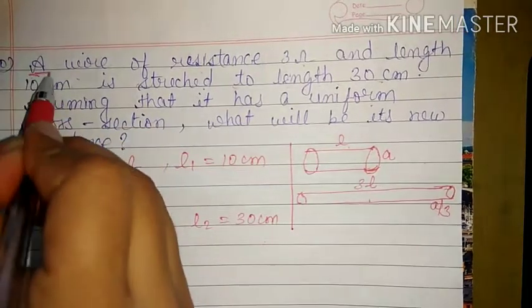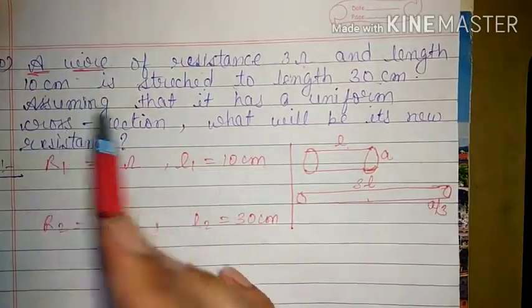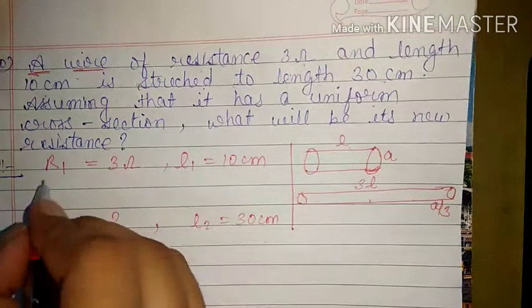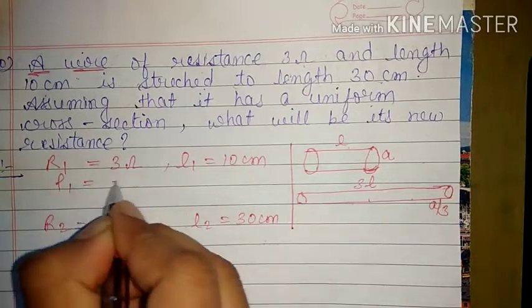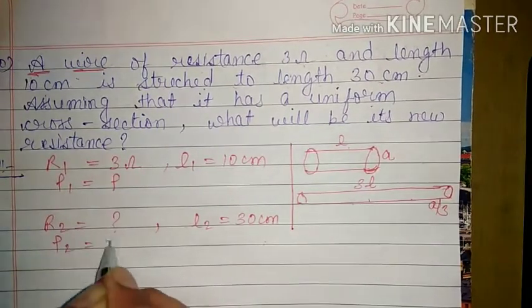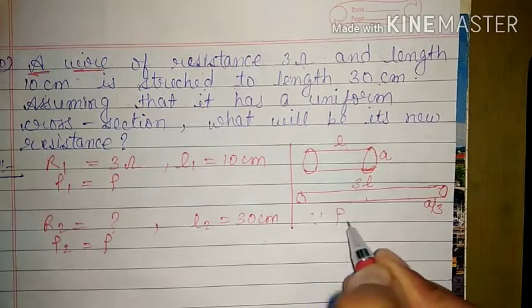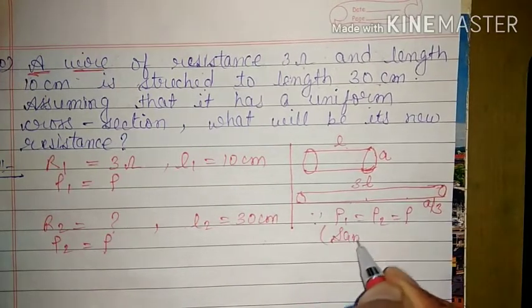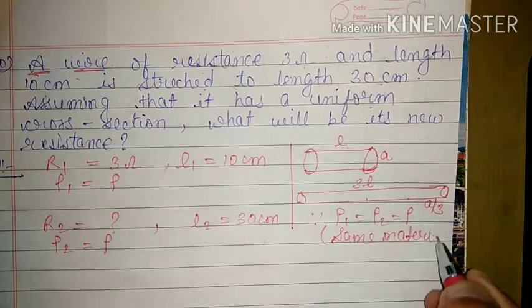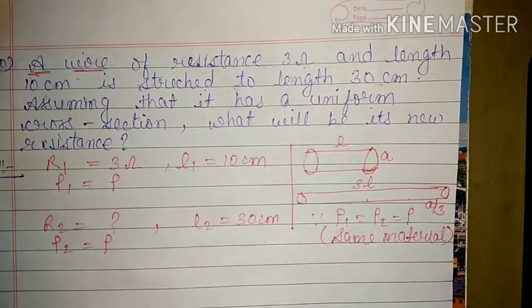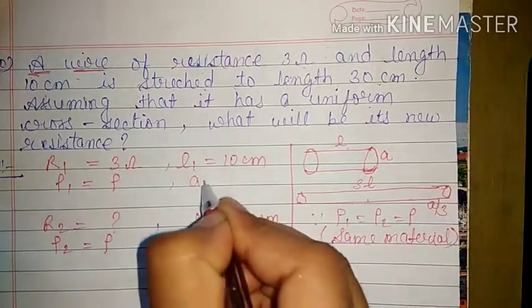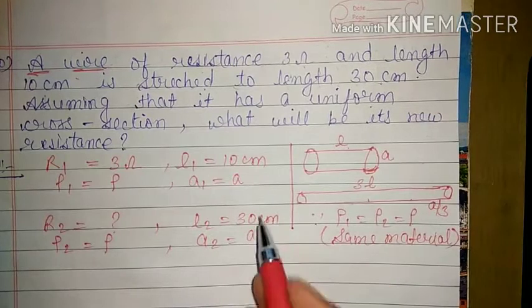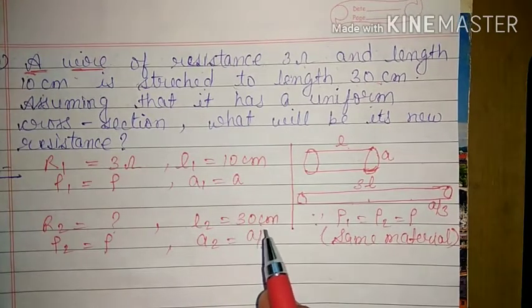One more thing is a wire. Again a wire means same wire we are stretching and increasing its length. That means both the resistivities will be same. Rho 1 will be equal to rho and rho 2 will also be equal to rho, or we can write rho 1 is equal to rho 2 is equal to rho. Again, because this is same material is not changing, so its specific resistance will remain constant. Lengths are given. Here let the area be A and here let the area A2 be A by 3, because the length has been increased 3 times.